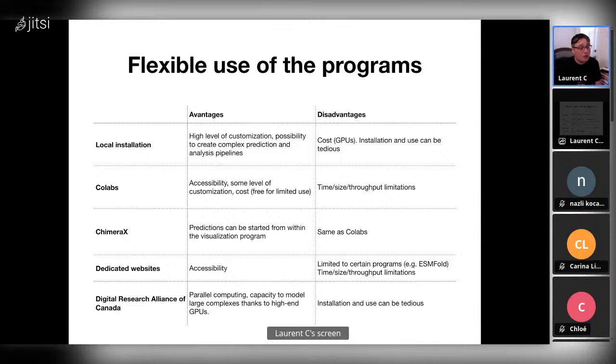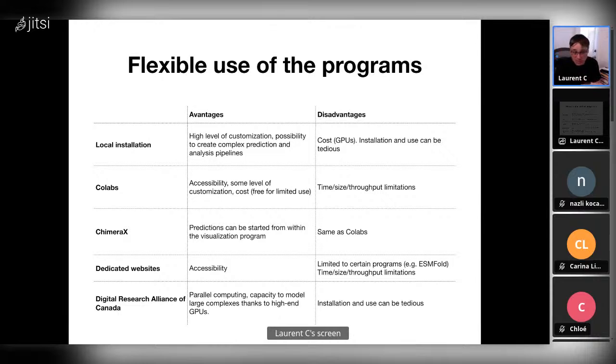predictions. There are also wrappers that have been integrated into certain software, certain protein visualization software such as ChimeraX. So you can start a prediction directly from the program. It will not run locally on your computer. It will still connect via the internet, use Colabs in the background, but you have this capacity to start a prediction directly from your visualization program.